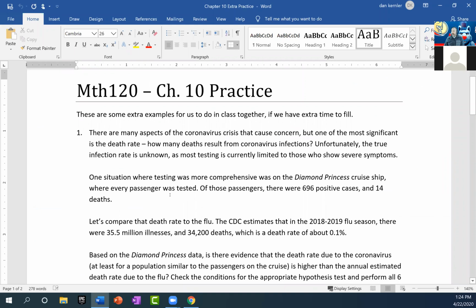So the first one I was thinking about this. This is just about the virus, the coronavirus, and there's so many uncertainties about it. And one of the biggest ones is what's the death rate for it?